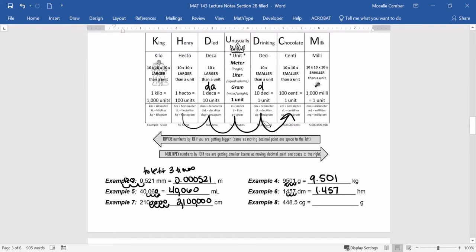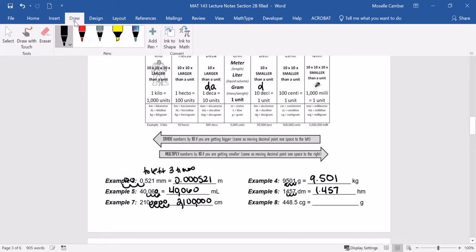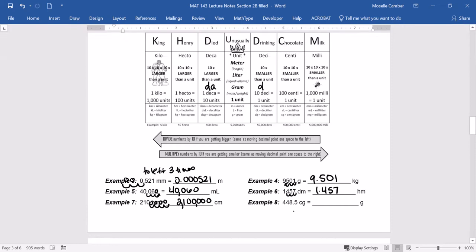Okay, and the last one, we have 448.5 centigrams, and we want to go to grams. So centi to the normal unit is only 2 to the left. So we go over 2 to get 4.485 grams.